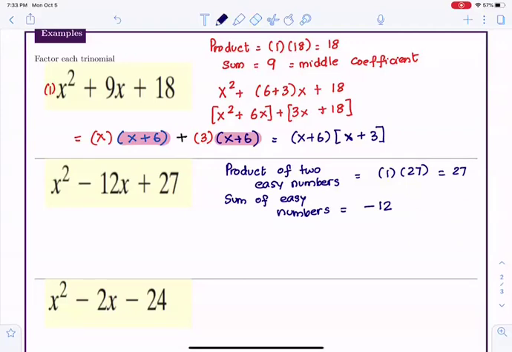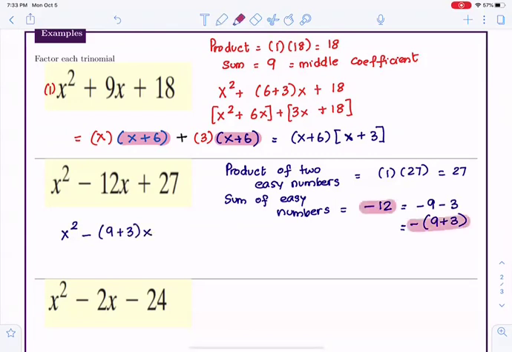So since it is a sum, I could write it as negative 9, negative 3, or you could say negative 9 plus 3. They are one and the same because I'm simply distributing the negative inside. So going back to my equation, I have x squared minus 12. I'm going to write it as negative 9 plus 3x. That's exactly what I have here. And 27.